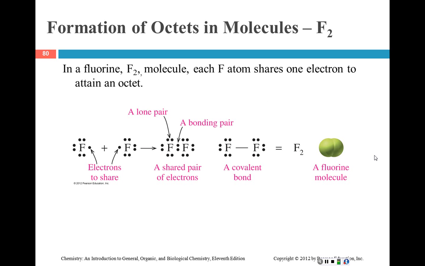So in a fluorine F2 molecule, each atom will share one electron to obtain the octet. If you look at fluorine, it has one valence electron that's available for sharing, and so it can share with another fluorine and form this F2. You see that with the halogens in column 7A, that they will often do this and form a gas with 2 of those.